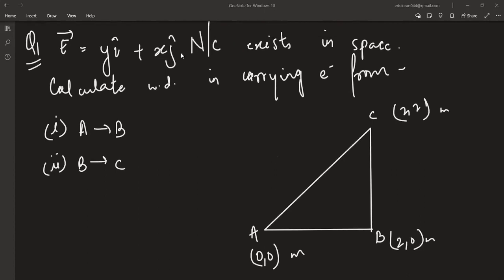Written? Yes, ma'am. Fine. See, electric field is given to you as y i cap plus x j cap. So you have the electric field's value and the charge that we are carrying is an electron. Now, these types of questions we have not discussed in the class, so pay attention over here. The formula we already know for the first part and second part.